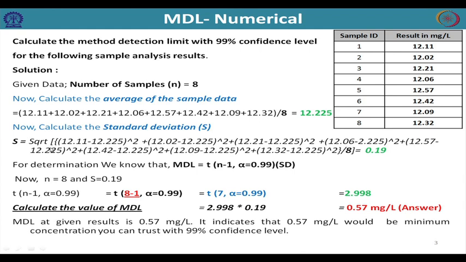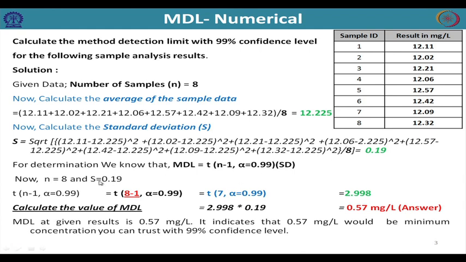Once we have calculated the average of the sample, we will calculate the standard deviation. The standard deviation is calculated as the square root of the sum of the squares of each sample value minus the average value, divided by the number of samples. Once we do this, we arrive at the value 0.9.